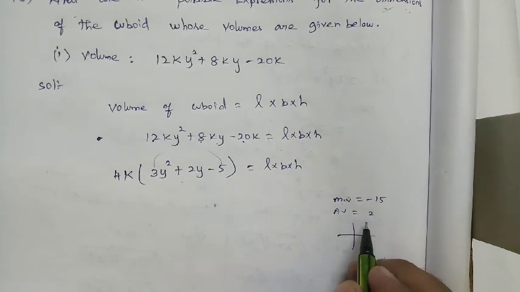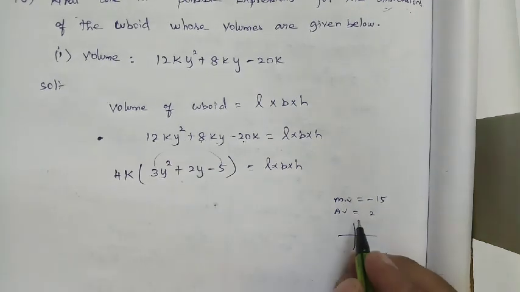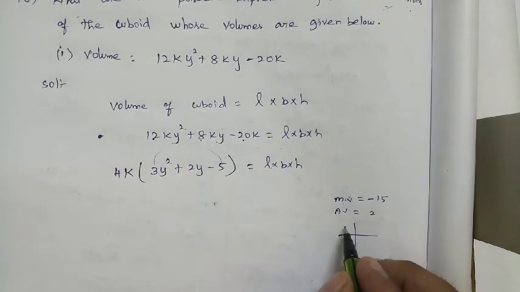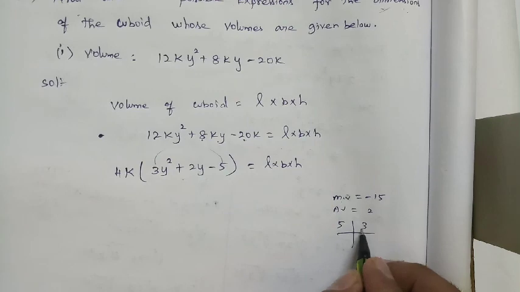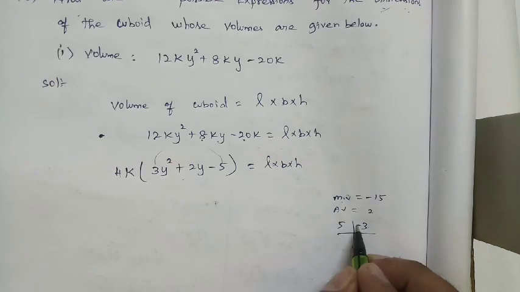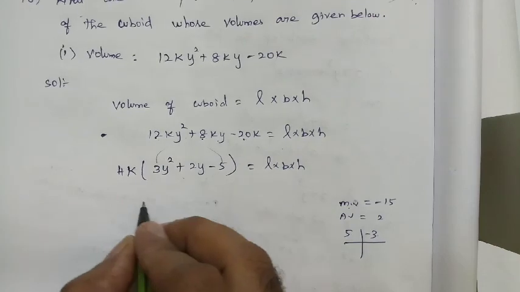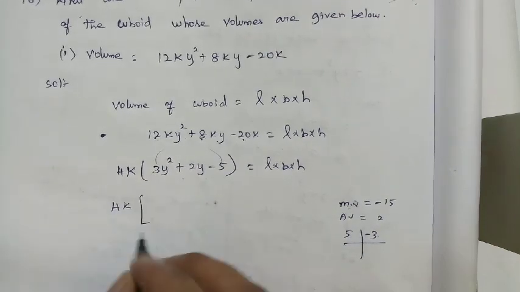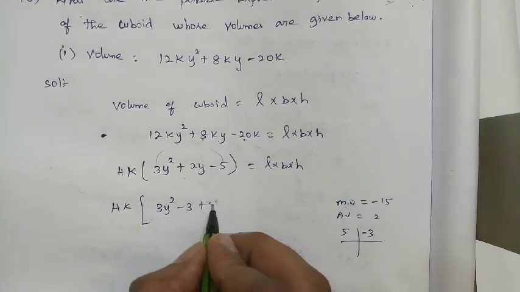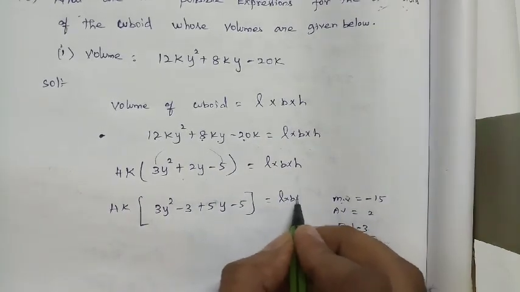Now we want to subtract the 2 numbers and get the value 2, right? So 5 into 3 is 15, 5 minus 3 is 2, right? Here plus 2, so 5 minus 3 is 2. So the middle term, how am I going to split it up? 4k you can keep as it is, right? 3y² − 3y + 5y − 5 is equal to L into B into H, right?